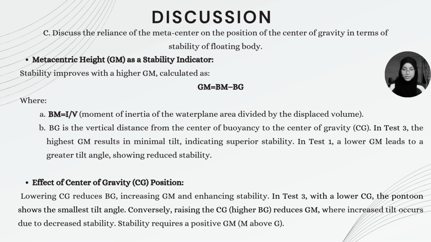Second, the effect of center of gravity, which is CG, positions. Lowering CG reduces BG, increasing Gm, and enhancing stability. In test 3, with a lower CG, the pontoon showed the smallest tilt angle. Conversely, raising the CG reduced Gm, where increasing tilt occurs due to decreasing stability.